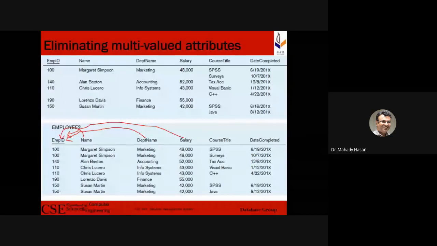So we want to make a composite primary key. We are not going to make a foreign key. Arnoy was saying employee ID along with name, department ID and salary, we can make a composite primary key, but we found name, department name and salary, all these three are dependent on employee ID. So combining them with employee ID won't help us. So what else can we do?